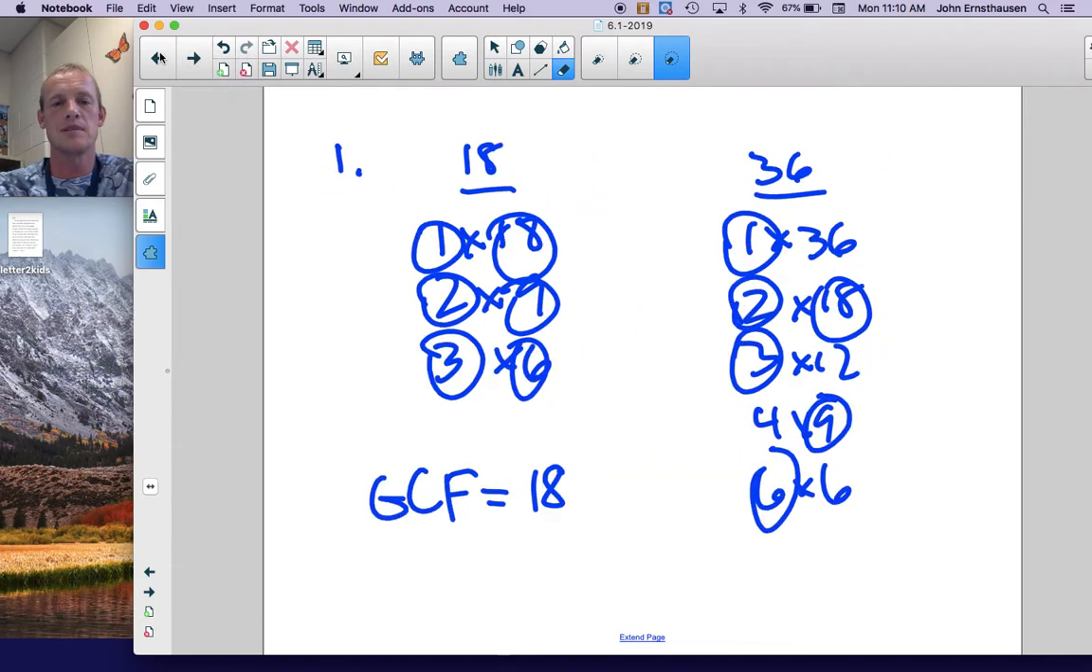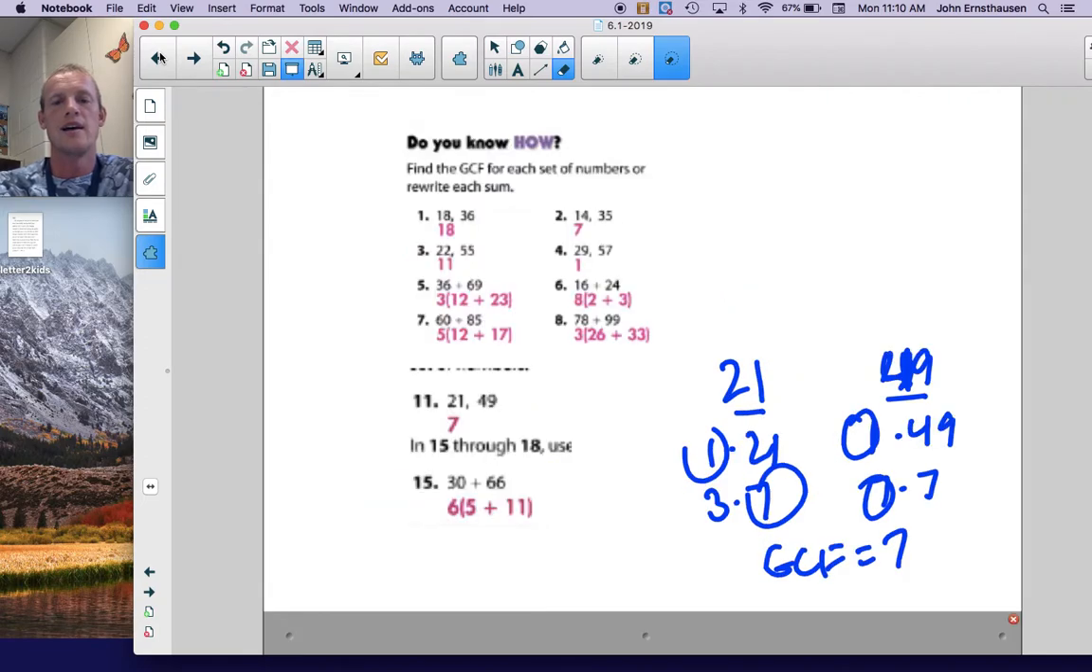Okay, the sums. Rewriting each sum using the GCF. For number 5, the GCF was 3. 3 times 12 is 36. 3 times 23 is 69. There's that distributive property that we've been working on all year. Number 6, the GCF is 8. 8 times 2 is 16. 8 times 3 is 24. 7, GCF is 5. 8, the GCF is 3. I should see some work there on those.